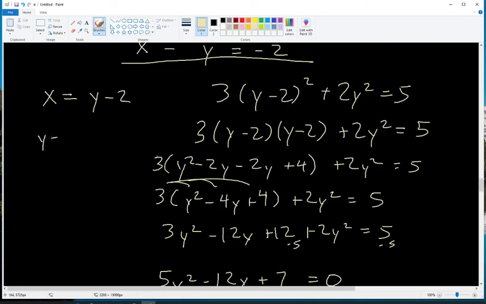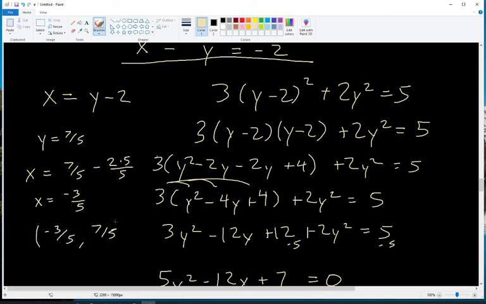So y is 7/5. So x is 7/5 minus 2. To get 2 in terms of fifths, I multiply it by 5 and divide it by 5. So this is 7/5 minus 10/5. 7/5 minus 10/5 is negative 3/5. So one of my ordered pairs is (negative 3/5, 7/5).